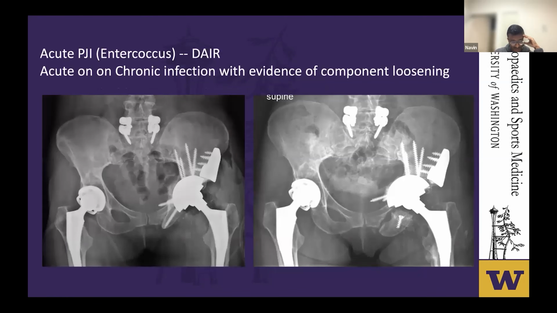She was subsequently revised to this construct, which is a revision trabecular metal cup cemented to a buttress augment with a modular cup cemented within the implant. She did well for about 6 months, but presented with what was thought to be an acute PJI, identified on aspiration as enterococcus. She underwent a DAIR procedure, but unfortunately presented a few months later with worsening pain, evidence of component loosening, and confirmation of a persistent enterococcal infection.